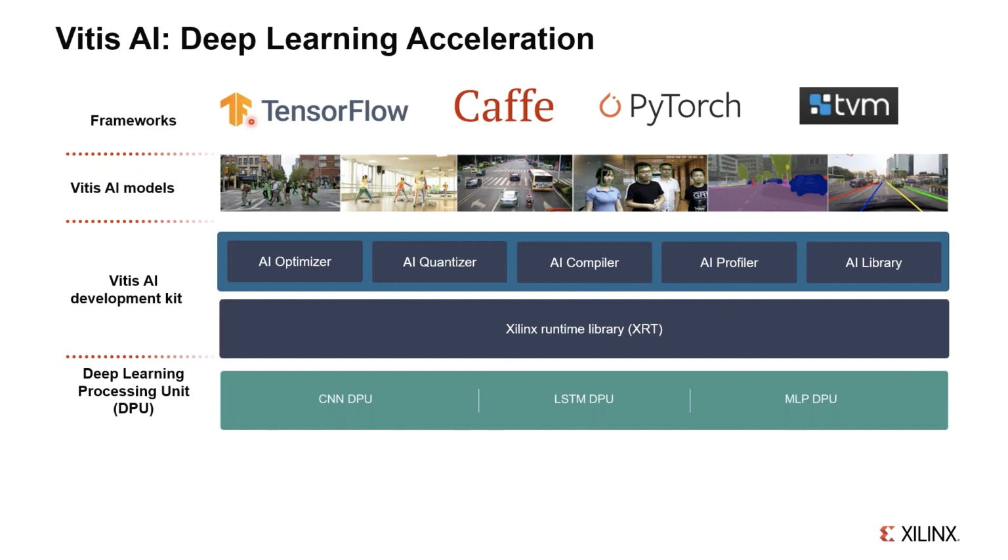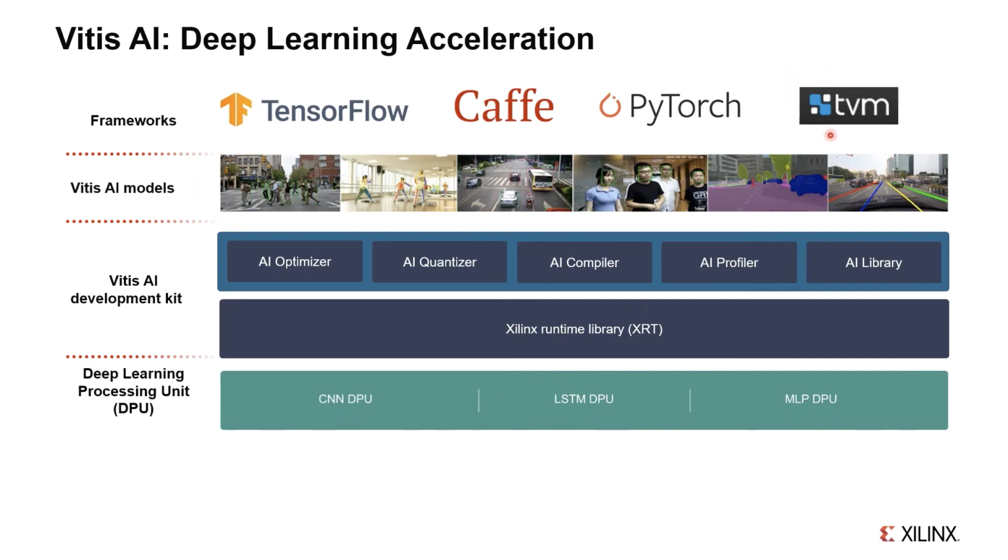So we interface into TensorFlow. We also interface into Caffe and PyTorch, okay? And we bring the trained models from those machine learning frameworks. We bring them down through our tools, through the compiling and the quantizing, and into a form which will run on the DPUs, okay? That is basically the function of Vitis AI.